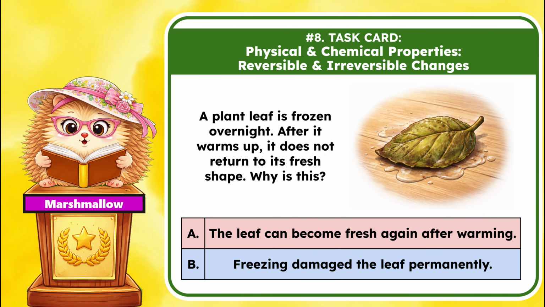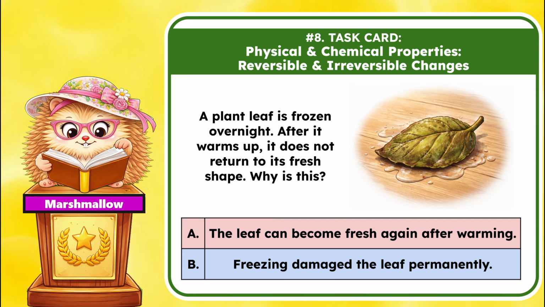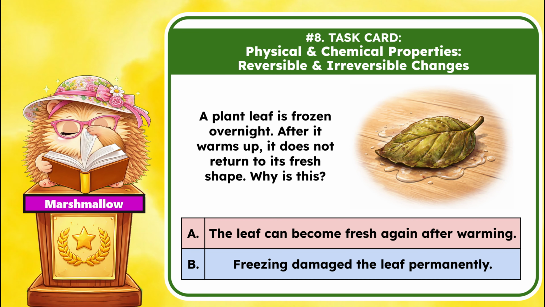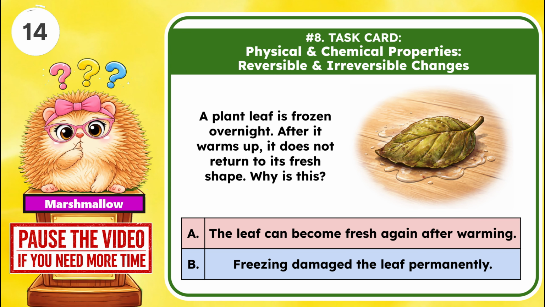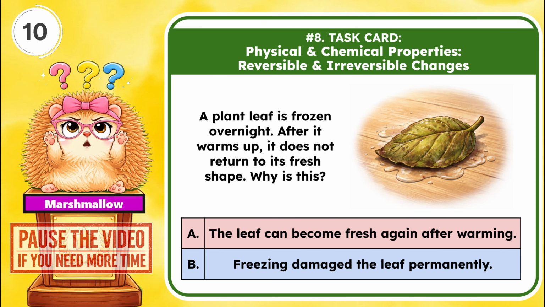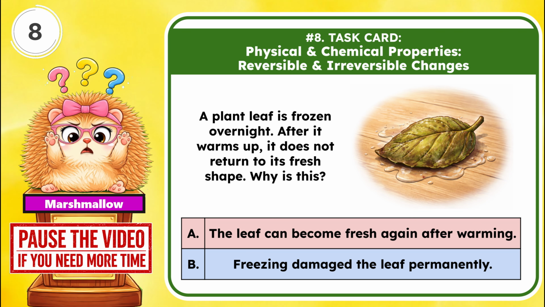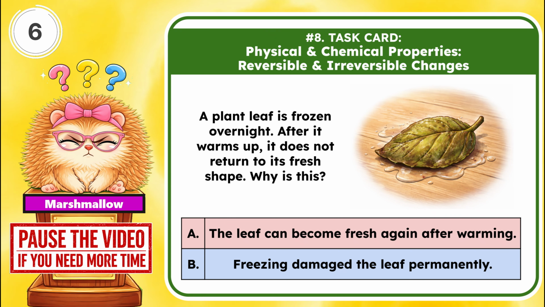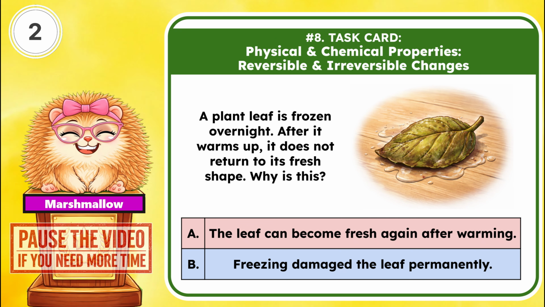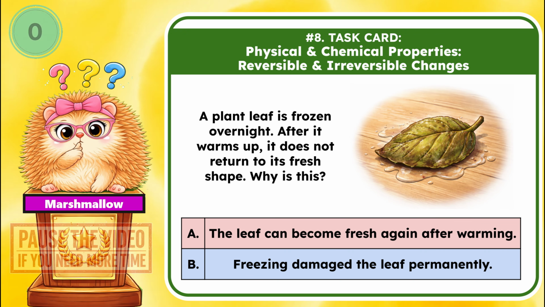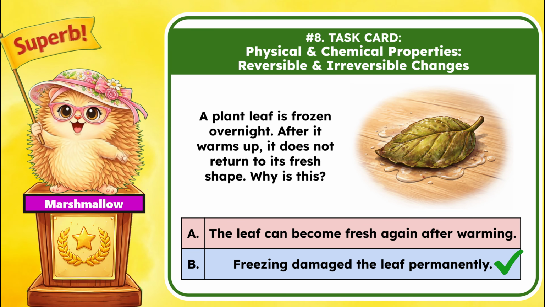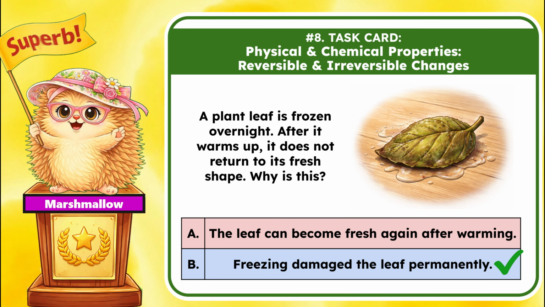A plant leaf is frozen overnight. After it warms up, it does not return to its fresh shape. Why is this? And the correct answer is letter B. Freezing damaged the leaf permanently.